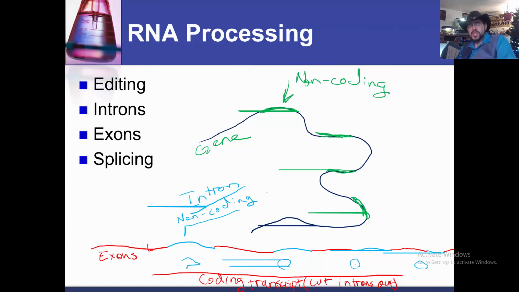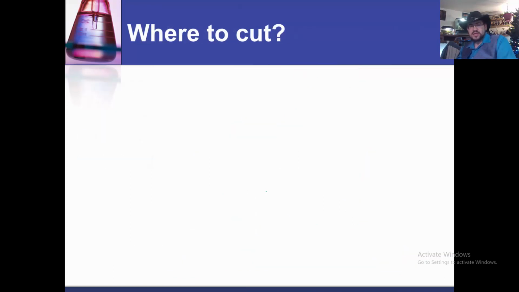So we cut out an intron and we splice together the exons. So how do we know where to cut?